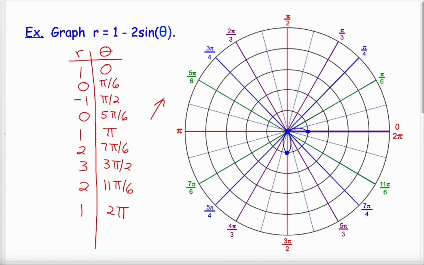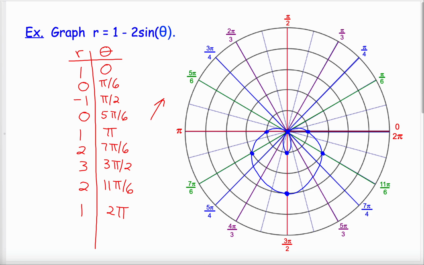And then when I get to pi, r is equal to 1. So it's coming back like that. So now r is starting to get bigger. And it keeps getting bigger. At 7 pi over 6, I'm at 2. And at 3 pi over 2, I'm at the biggest r value, and that is 3. At 11 pi over 6, I have 2 again. And then I'll be back. So r is getting bigger, 3, and then smaller, and back down to 1, and then we repeat. So we get another one of those inner loops on this graph.